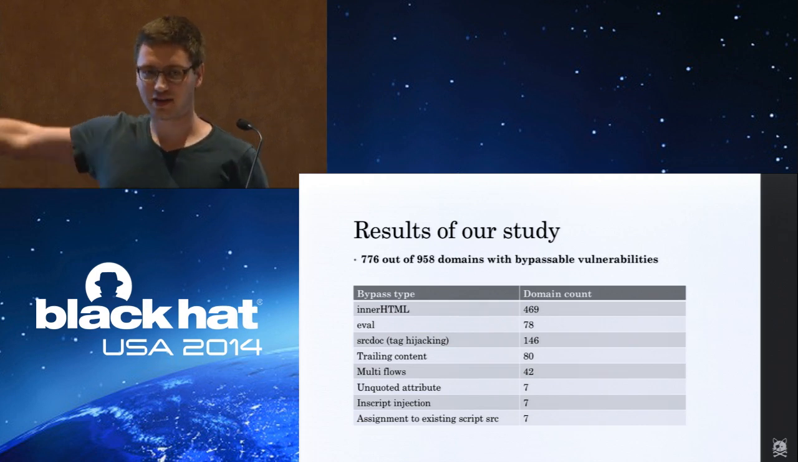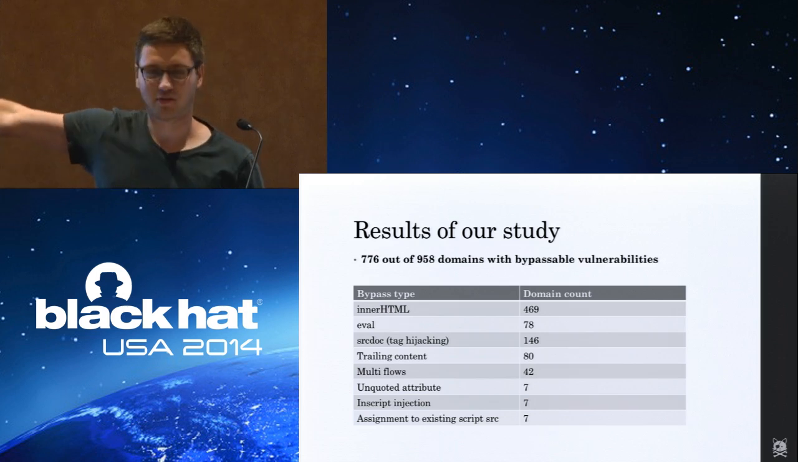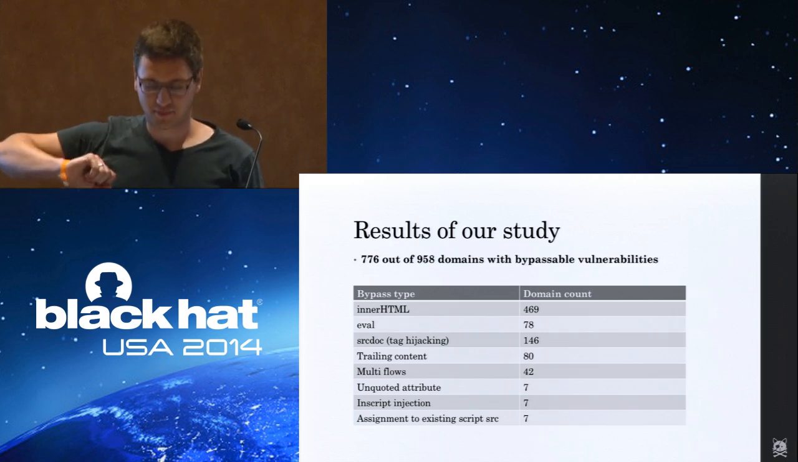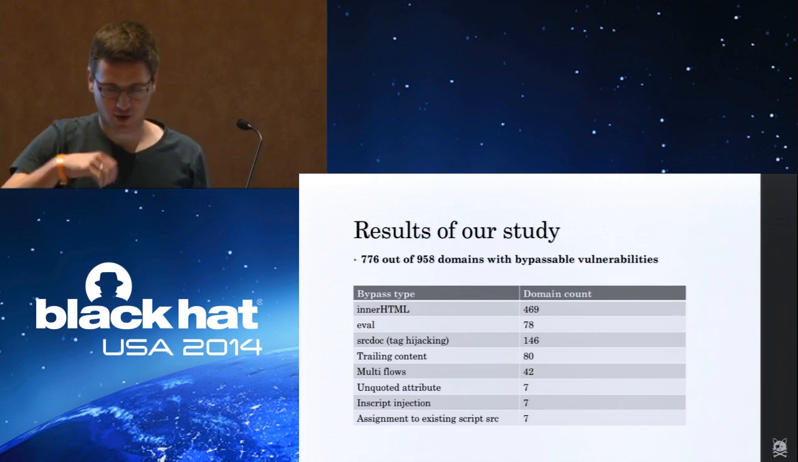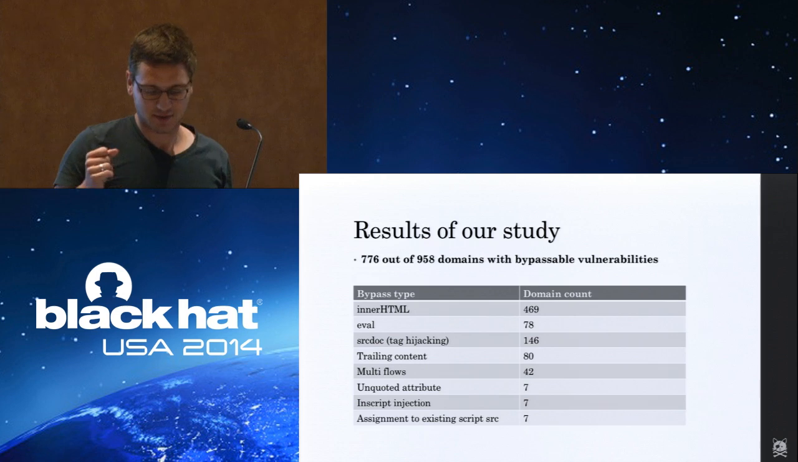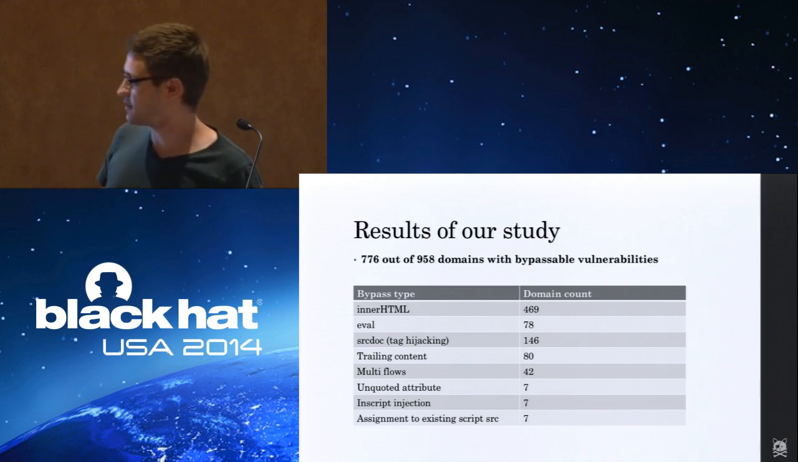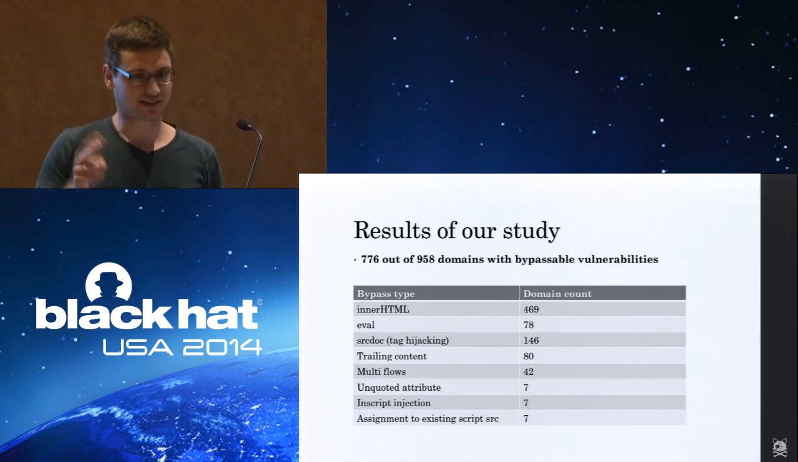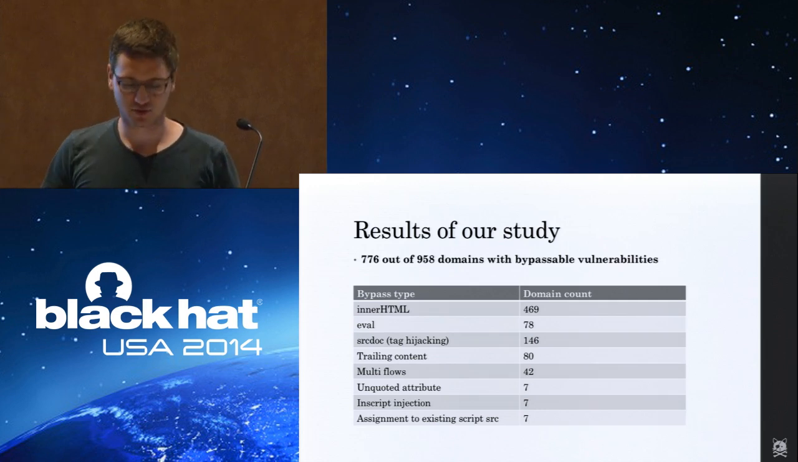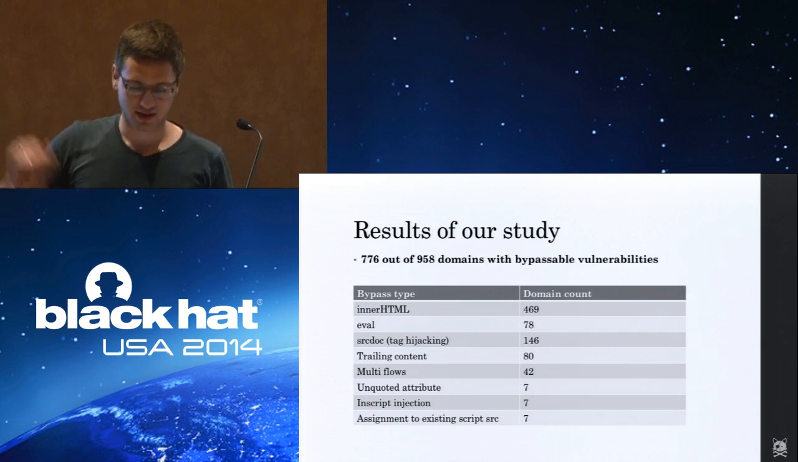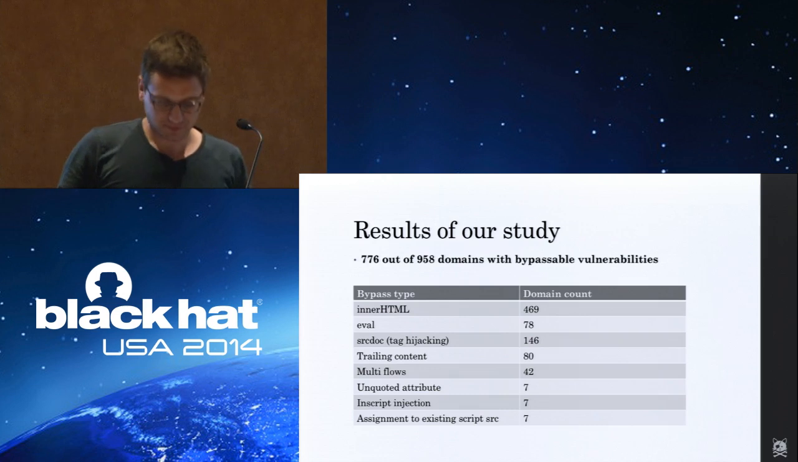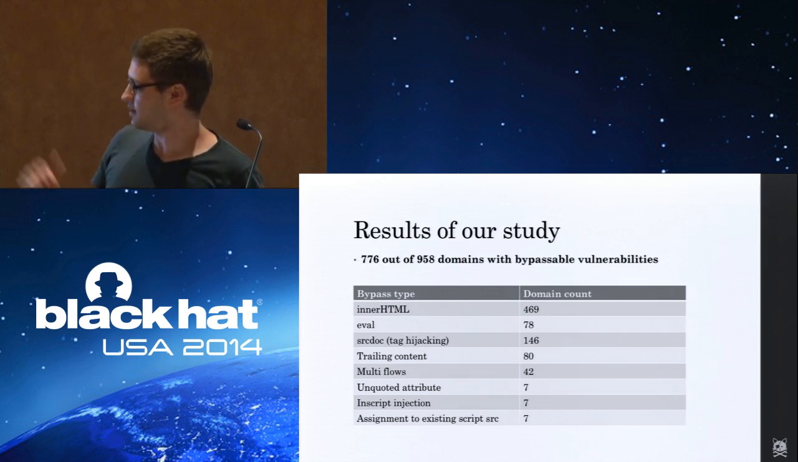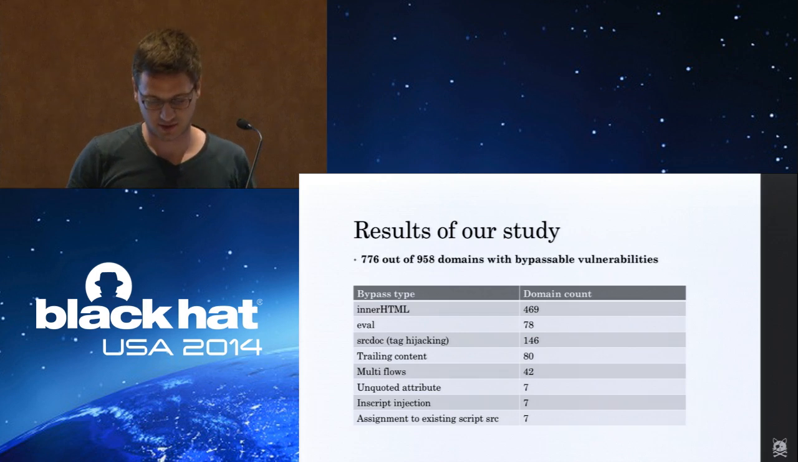Never mind the domain count here. Obviously, if you build a sum on that, it would be way more than 1,000. That is because, as I told you before, we had multiple vulnerabilities, on average about 2 vulnerabilities per site. So we could exploit domains using innerHTML and eval, which is why they're up there twice. As you can see here, these were the results we found in the real world top Alexa 10K.